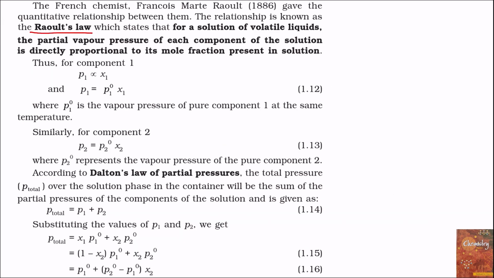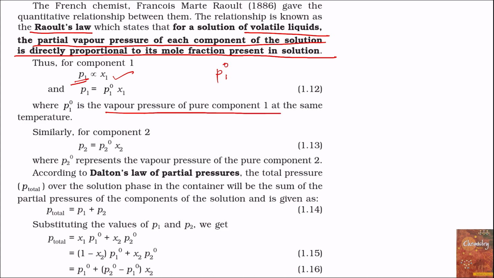Now, Raoult's law states that for a solution of volatile liquids, the partial vapor pressure of each component of the solution is directly proportional to its mole fraction present in solution. So, for component 1, the partial pressure due to component 1 is directly proportional to the mole fraction of component 1. And writing the proportionality constant as P1 naught, the proportionality constant is the vapor pressure of the pure component 1.